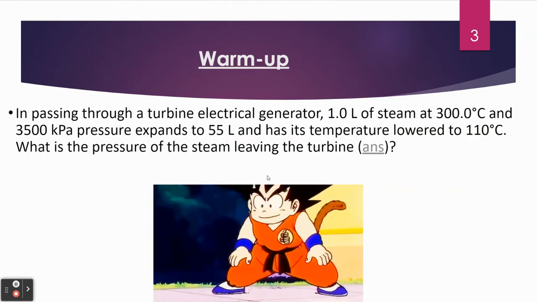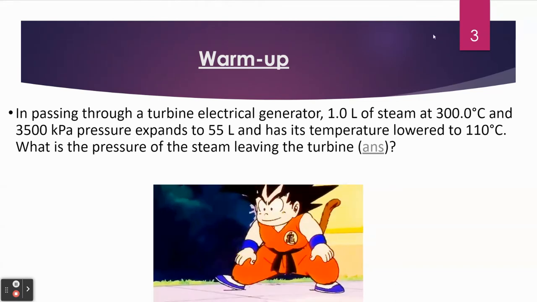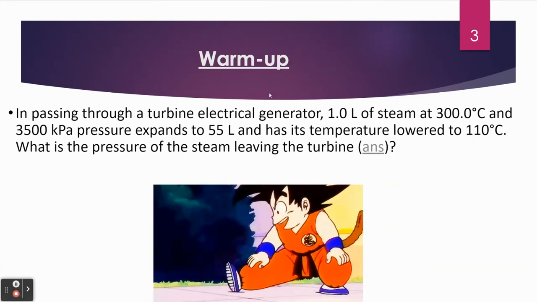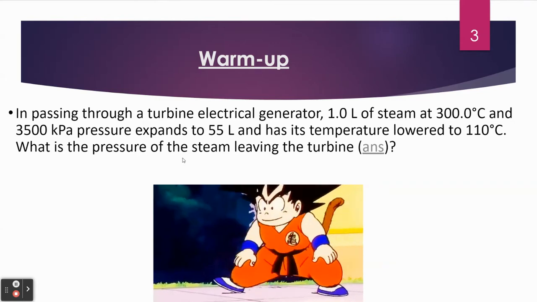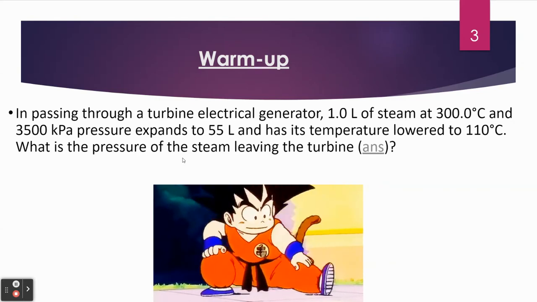There's a warm-up question you can try out here that goes over the concepts we've seen before. The answer key is over here for you to take a look at. But do make sure you understand the previous concepts before you go on to the most recent formula that we're doing now.